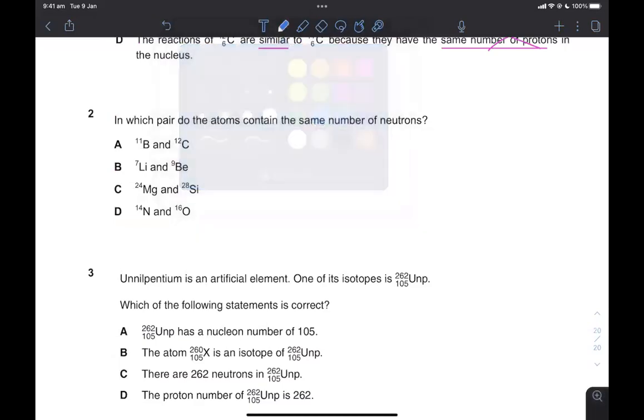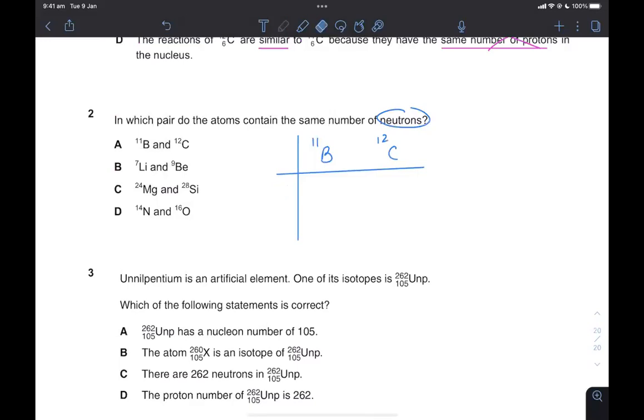Now next one, I hope everyone has a periodic table next to you. So they haven't given you the proton number or the atomic number. Someone's going to tell me. So they want the neutrons, right? So I don't care about protons, I just need the neutrons. So what is going to be the proton number of boron?